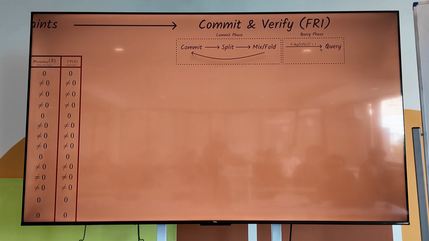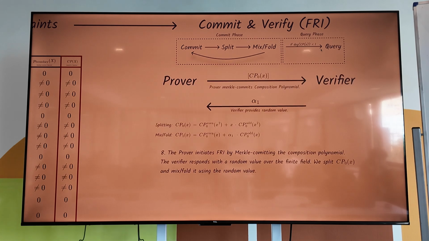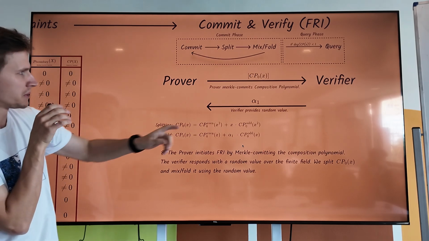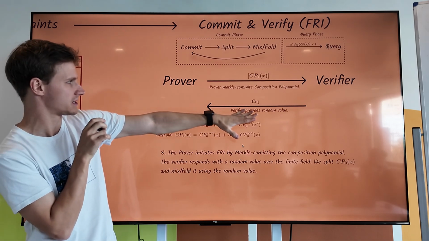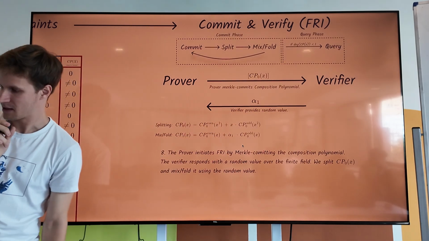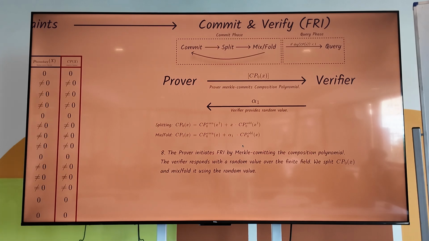And then we enter the query phase. Okay, step number 8. Here we initiate the Phi protocol by committing the composition polynomial. And the verifier responds, in this case, with a random value. And then the prover goes through splitting, a mix and fold process.